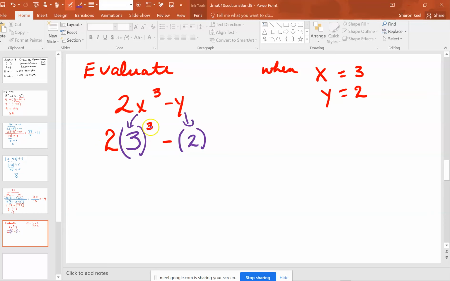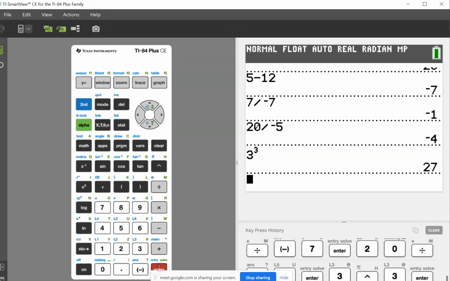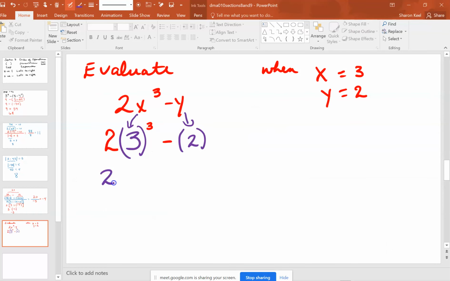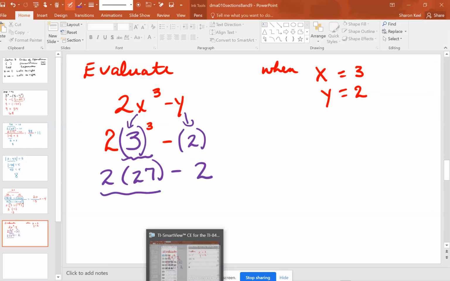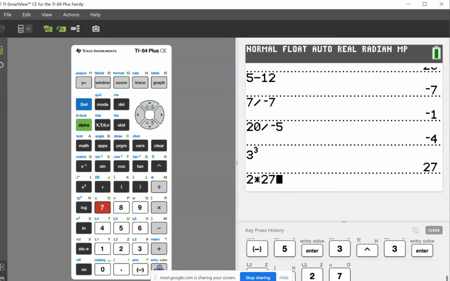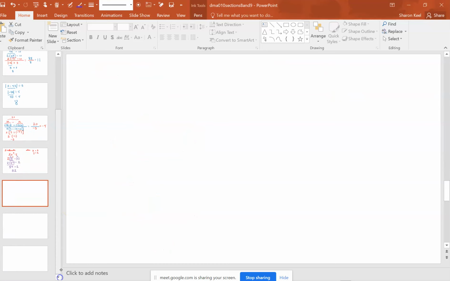So this is 2 times 3 cubed. Let's first do 3 raised to the third power. That gives us 27. So we have 2 times 27, we did this first, minus 2. Okay? The next thing we're going to do is this multiplication. So 2 times 27 gives us 54. And then 54 minus 2 would give us 52. So that will be all of what we're looking at in section 8, okay?